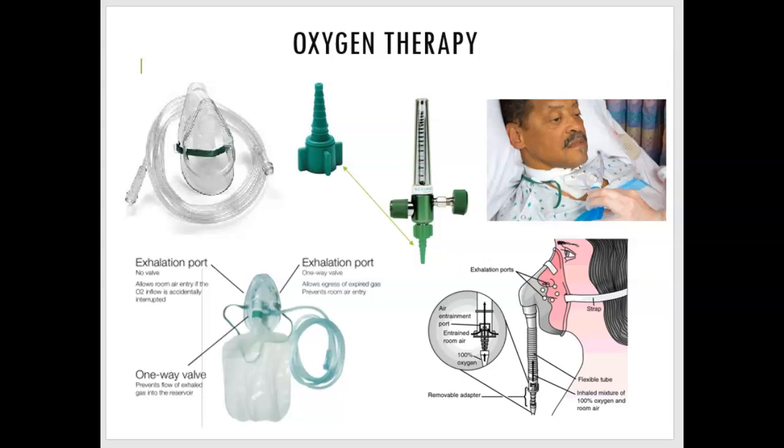So simple face mask, top left. What I called a Christmas tree before goes on the regulator. So from top left to right is a simple face mask, a Christmas tree, and a regulator with a Christmas tree, and that's what the oxygen tubing will hook up to. The tracheostomy collar, and then on the bottom left is the non-rebreather.